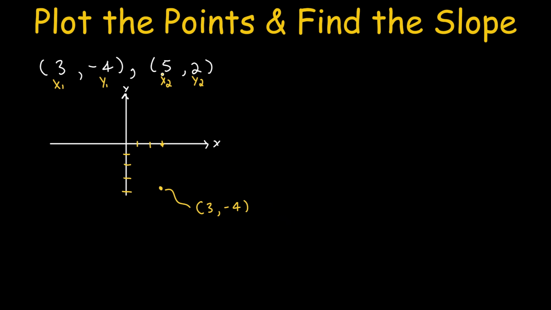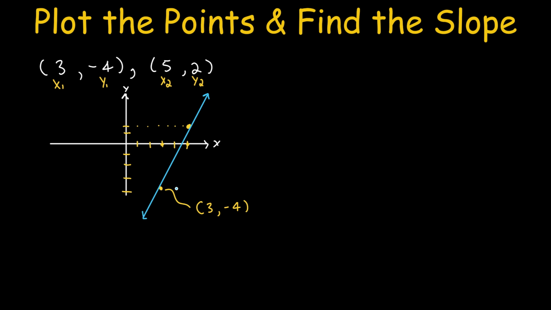Now let's plot the next point, which is 5 on the x-axis. That's 1, 2, 3, 4, 5 over here, and then 2 up: 1, 2. Let's plot this right here. Now let me see if I can make this line pass through these two points. All right, here we have it, more or less. It's not perfect, but around there. So this is the slope.